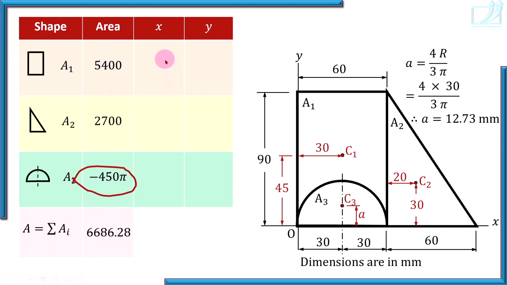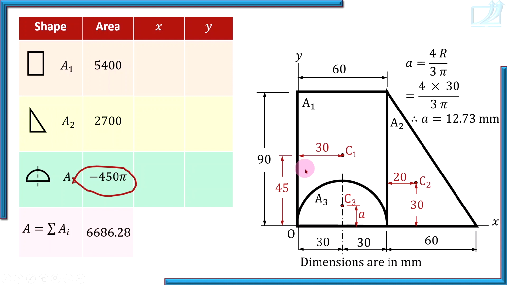Now we'll write x and y coordinates. Let's first write x coordinates of all centers. All three centers are in first quadrant. Check here, x axis and y axis. So all three centers are in first quadrant. So all coordinates are positive, of course.